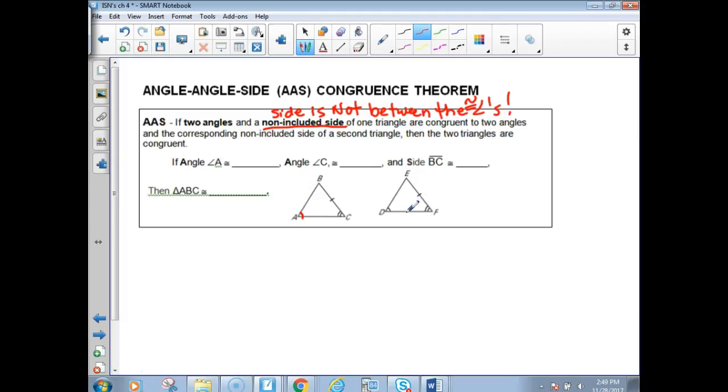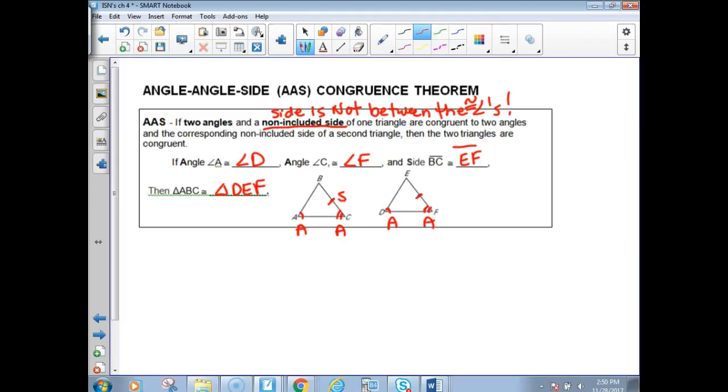Angle A has a single arc mark. So does D. It's the same setup as the other diagram. Angle A is congruent to angle D. Angle C, double arc on angle F. Angle C is congruent to angle F. And side BC has a single slash on it, and it's corresponding to side EF. Since BC and EF do correspond properly, and you have two angles marked congruent, then triangle ABC, again, is congruent to triangle DEF. But this time, it's by an angle, angle, side.